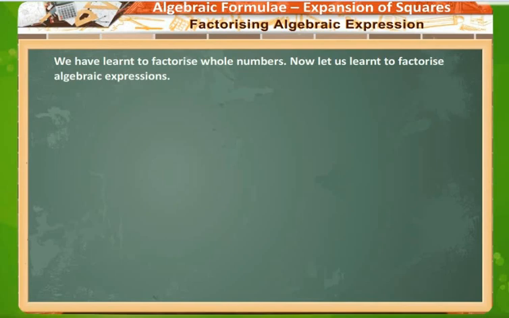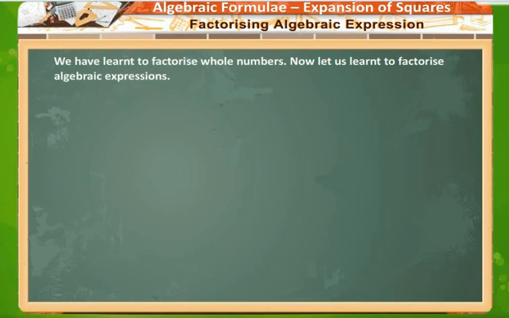Now we are going to apply this factorization to the algebraic expression. We have already learned how to factorize whole numbers. Like suppose if we want to write 15, 15 can be written as 3 multiplied by 5. Now 3 and 5 are prime numbers, so there will be no other factor besides this. So now we are going to apply this to the algebraic expressions.